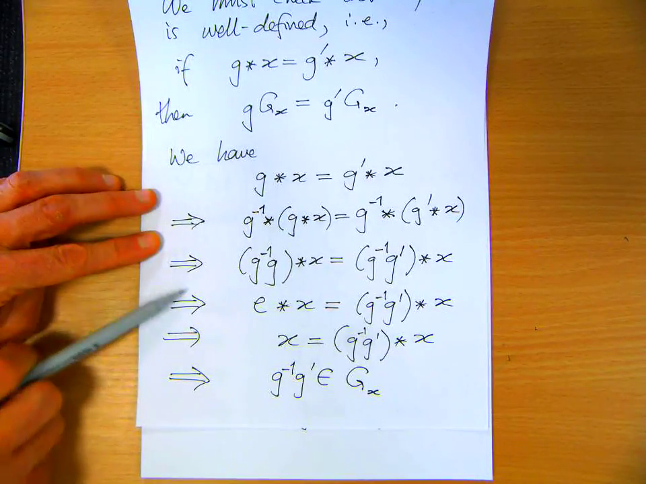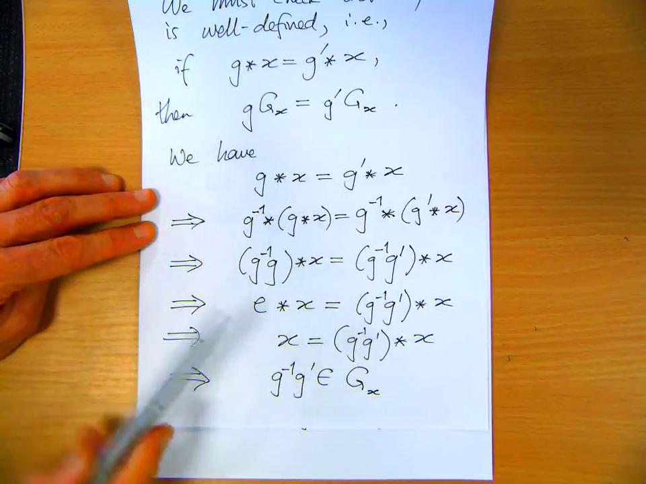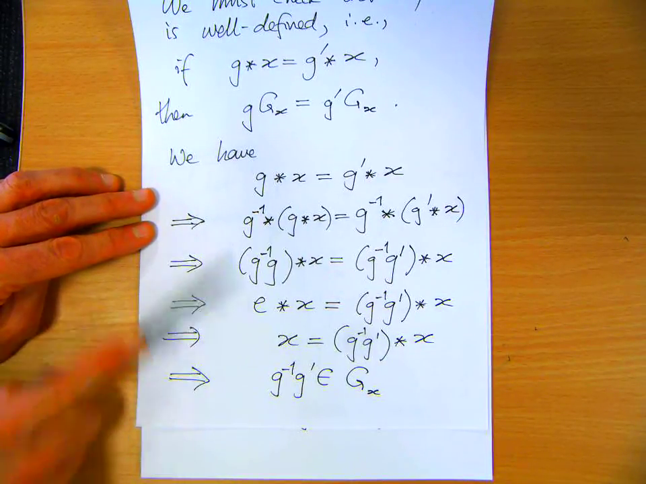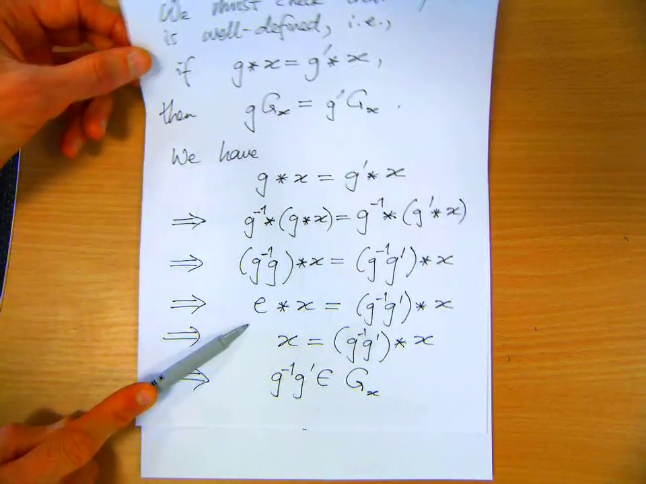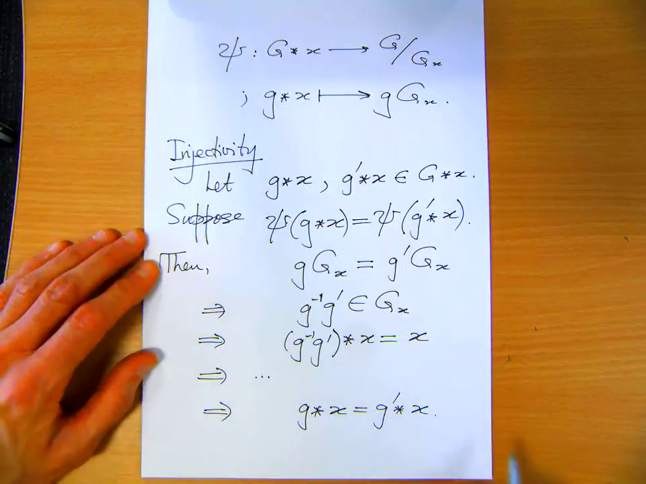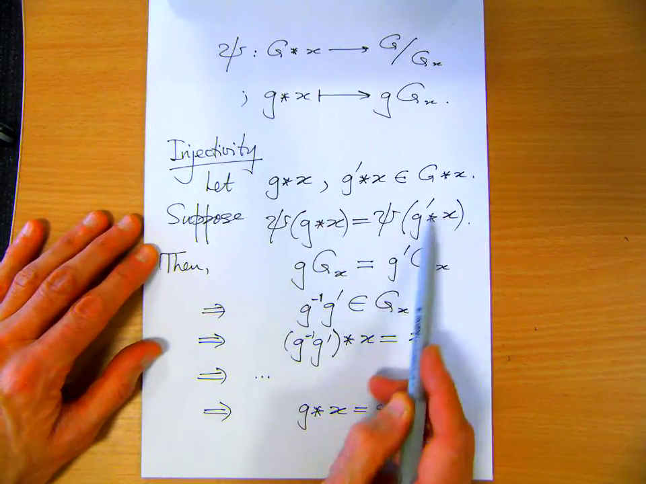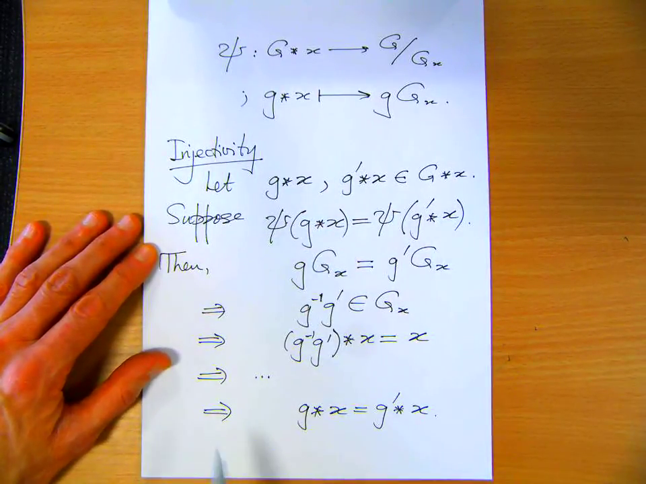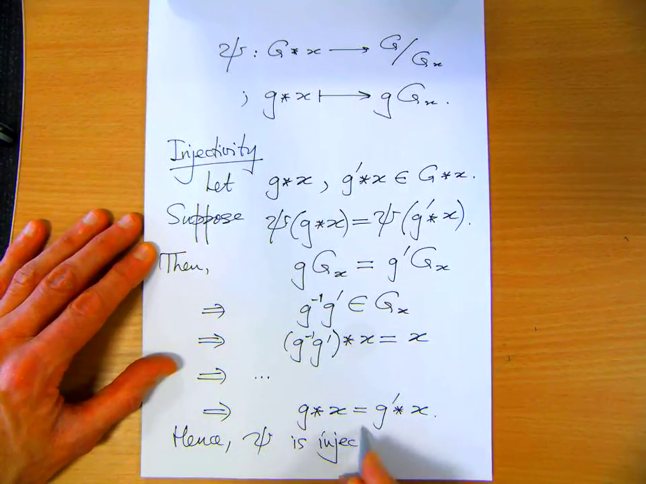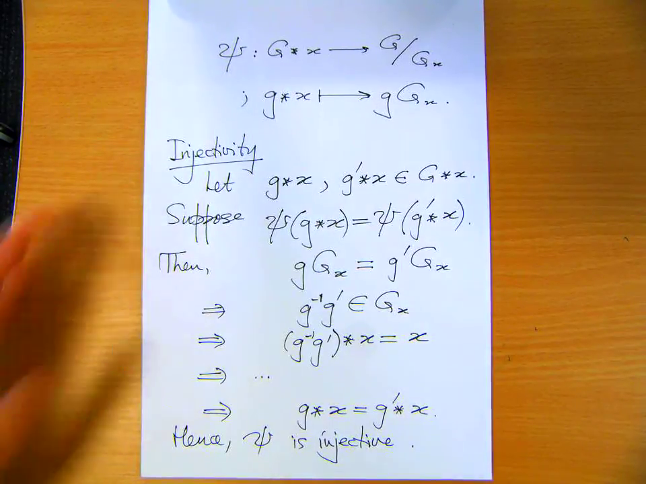Okay? So these implications are going from left to right. For injectivity, you need them going from right to left, which they do. These are all reversible steps, but you need to check that. So we end up with, if two elements of the orbit go to the same place, they must be equal, so hence psi is injective.